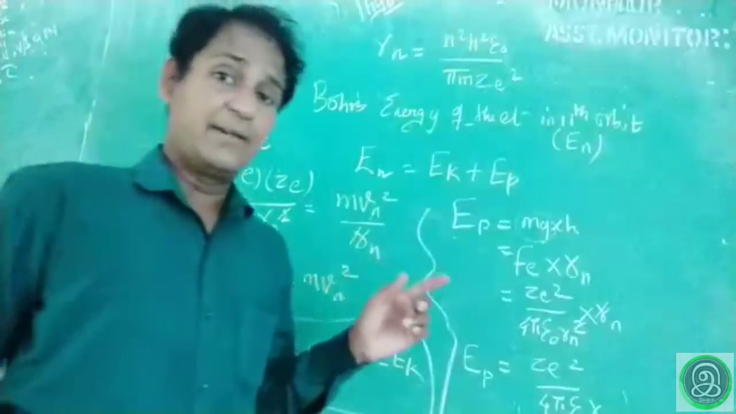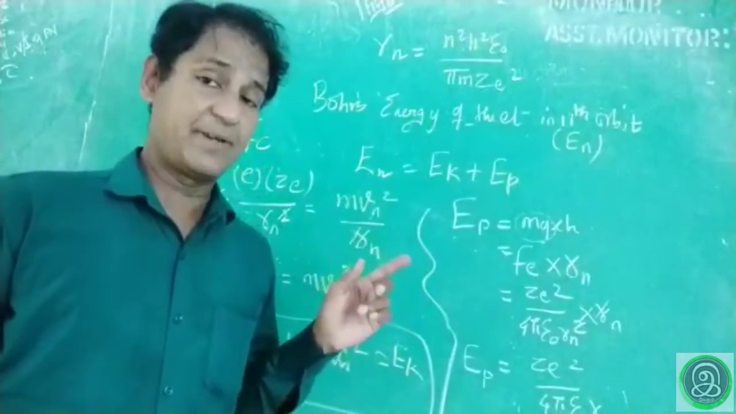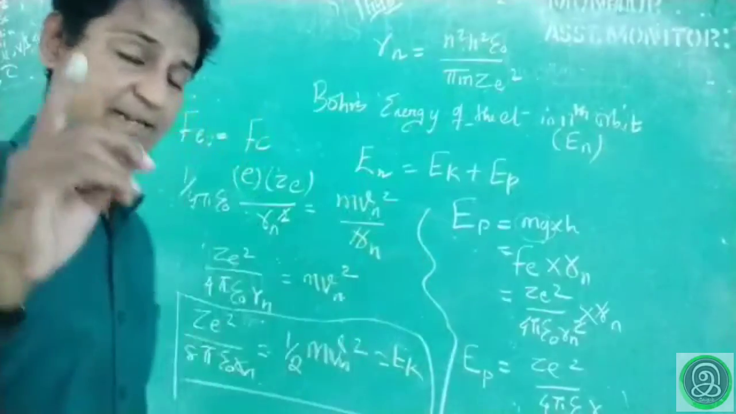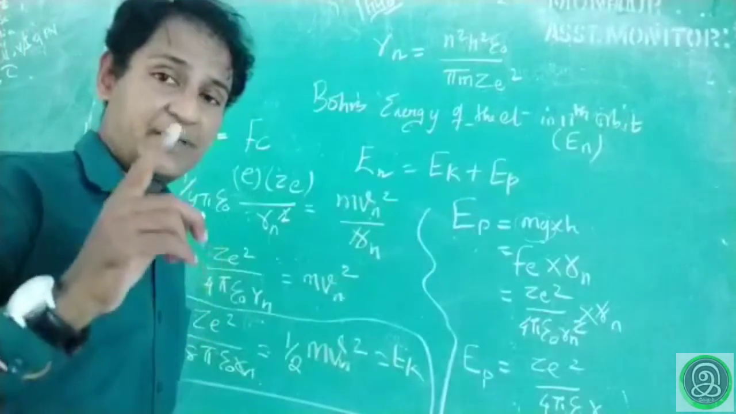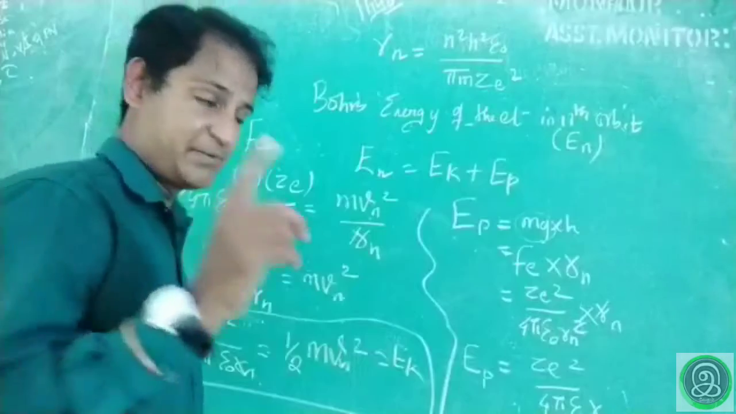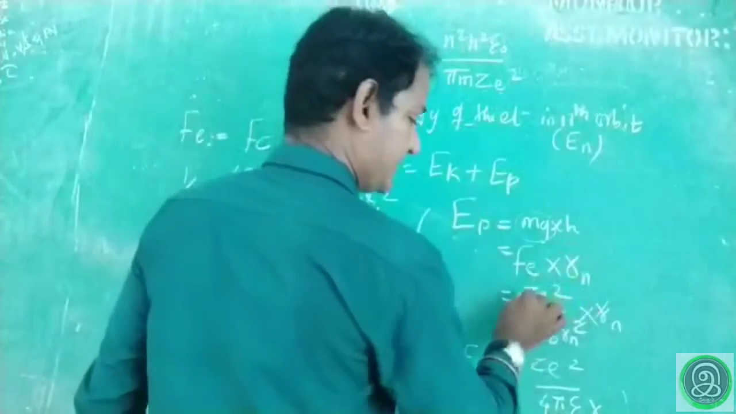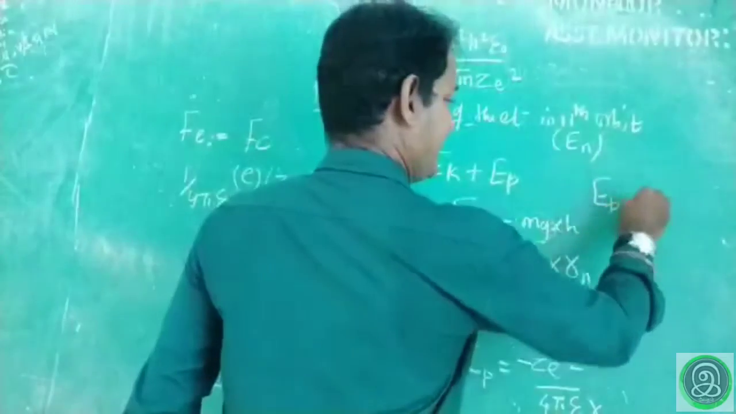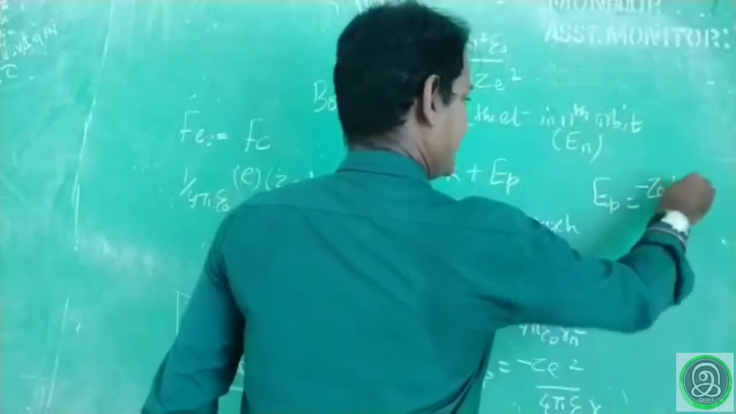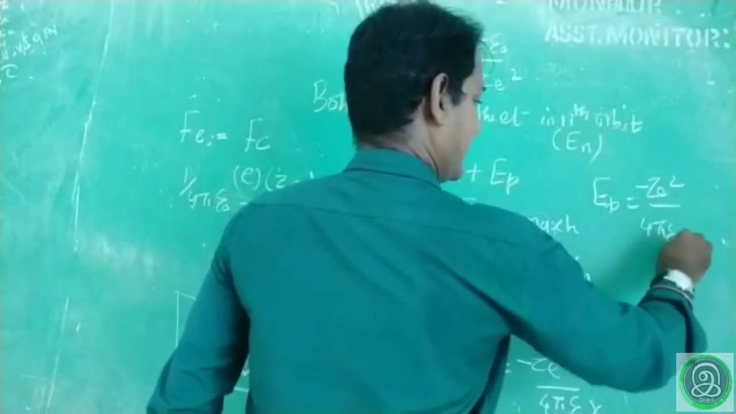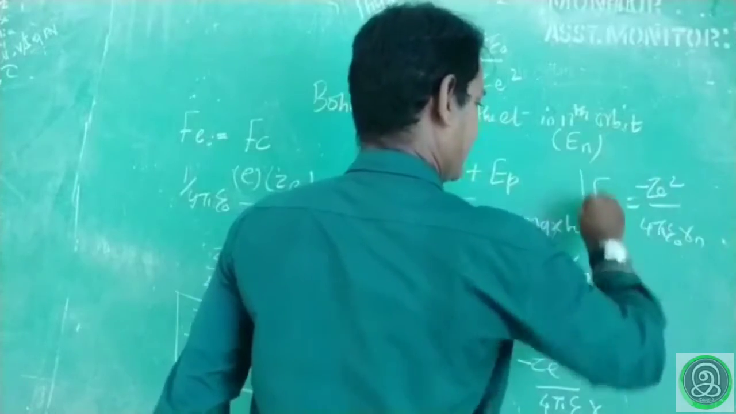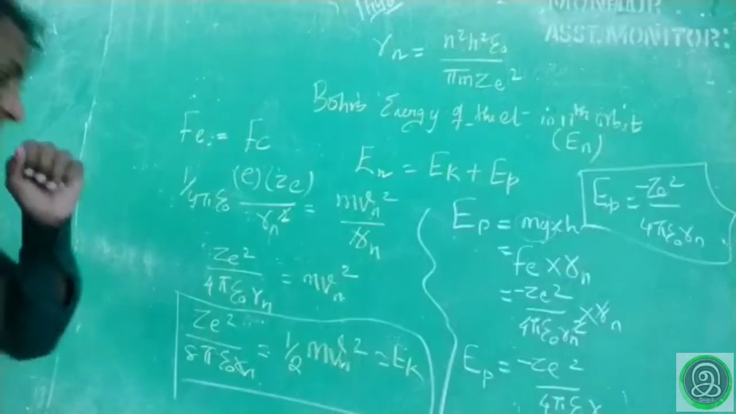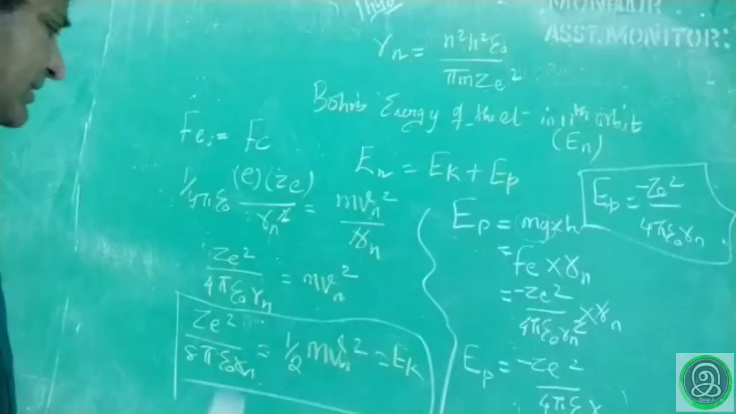I should not forget to say one thing: whenever we consider the potential energy, it should always have a negative sign for the electron. So E suffix P is equal to minus Ze squared by 4 pi epsilon naught Rn, right? Now, let me wrap this.